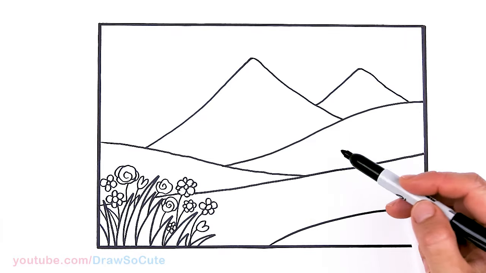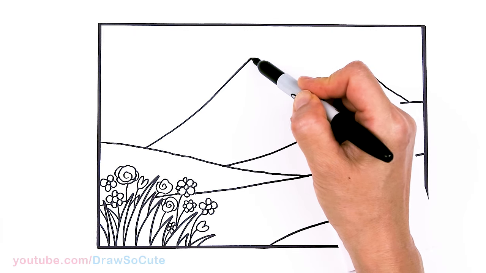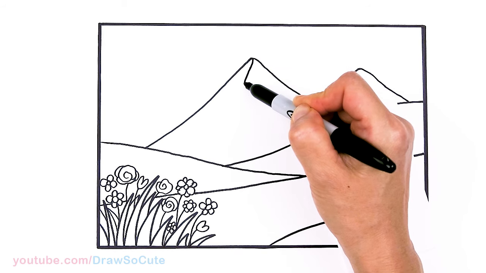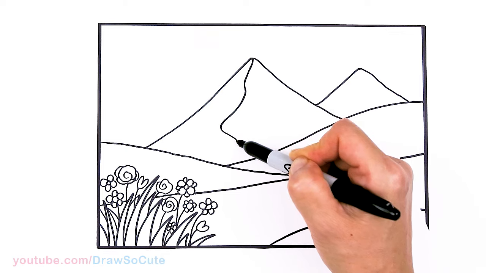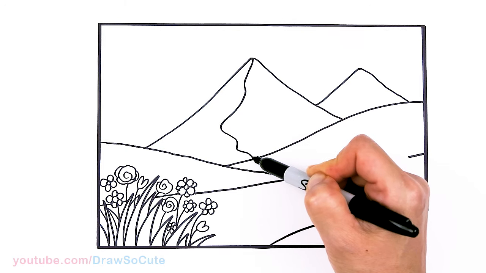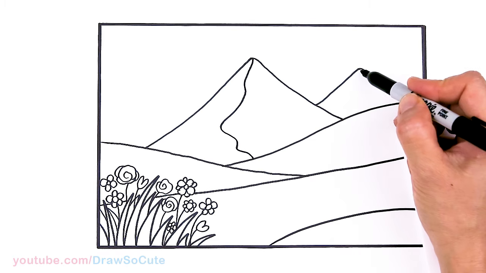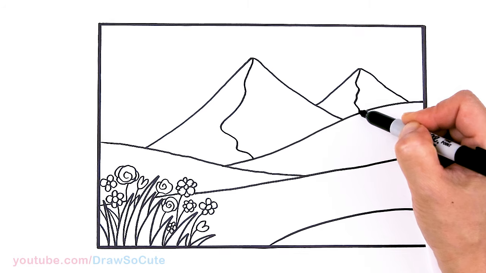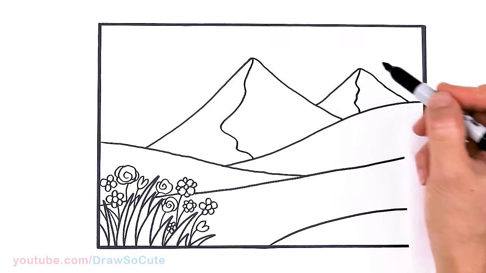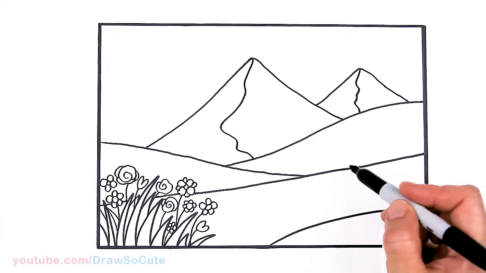So now that we have that in, let's come back to this mountain and give it some dimensions. So I'm going to come right here in the center and just draw this wobble downwards. So then now our mountain has some volume. So same thing over here. There. So one side.